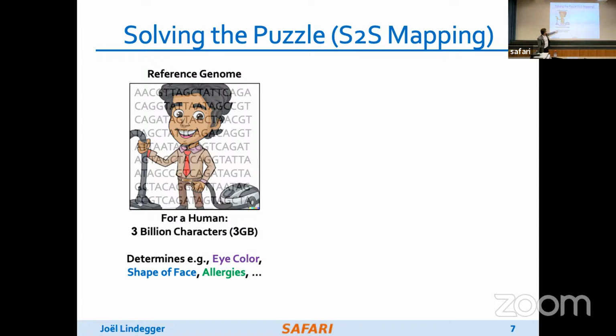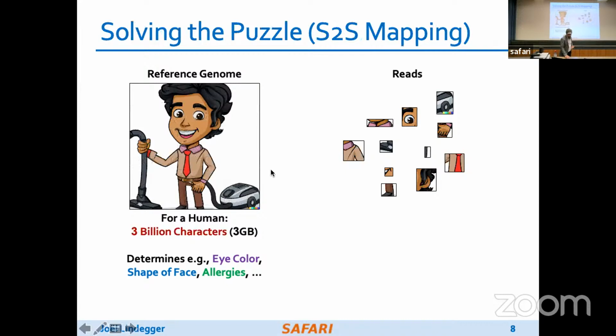And the reason I'm visualizing it here as a picture is because it determines features of a human here. So in the picture, you can see the guy's eye color, which is brown, I think, the shape of his face, and things you also cannot see on the picture, such as allergies he might have, or if he's responding very well to a specific medicine, if you give it to him, for example.